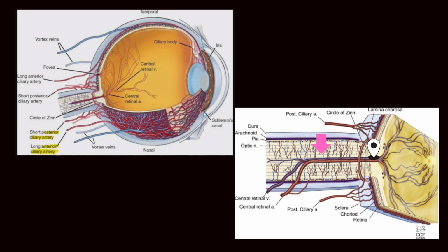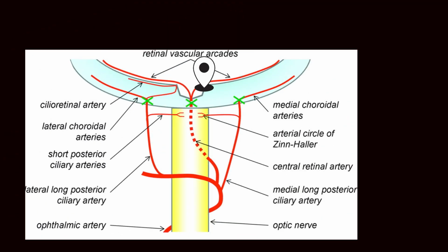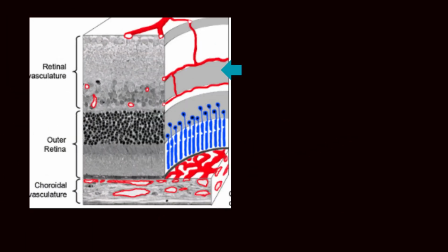The central retinal artery originates from the ophthalmic artery, travels within the optic nerve sheath, and enters the globe through the lamina cribrosa. Once inside the eye, it divides into superior and inferior arcades, which further branch into nasal and temporal divisions. These vessels provide circulation to the inner 6 layers of the retina.